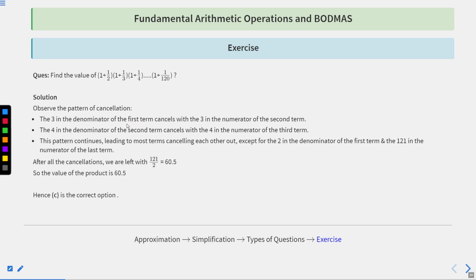The 3 in the denominator of the first term cancels with the 3 in the numerator of the second term. The 4 in the denominator of the second term cancels with the 4 in the numerator of the third term. This pattern continues, leading to most terms cancelling each other out except for the 2 in the denominator of the first term and 121 in the numerator of the last term. After all the cancellations, we are left with 121 upon 2, that is equal to 60 and 1 upon 2, which is option C.